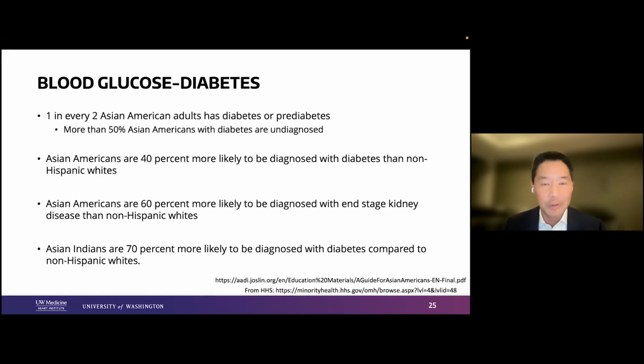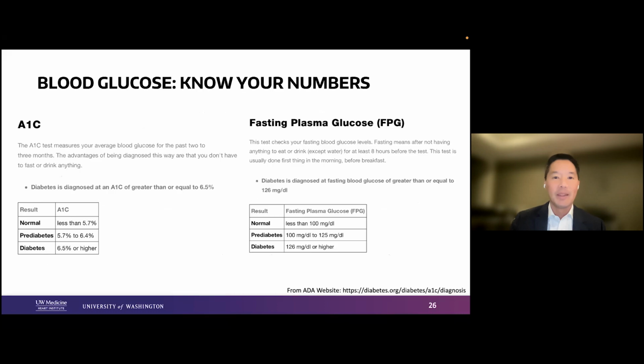Let's talk about blood glucose and diabetes, because this is very relevant to the Asian population. As you can see here, unfortunately, 1 out of 2 Asian American adults will have prediabetes or diabetes, and about 50% of those with diabetes are not even diagnosed. Asian Americans are 40% more likely to be diagnosed with diabetes than non-Hispanic whites, and 60% more likely to be diagnosed with kidney failure or end-stage kidney disease. So our risk of complications associated with diabetes and the overall risk of developing diabetes is higher. And it is very important for all of us to know our numbers.